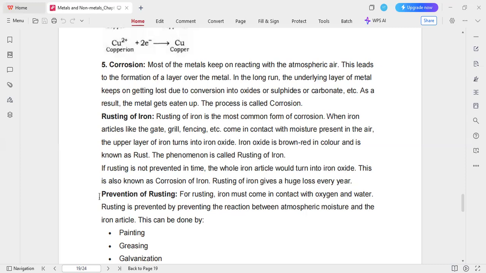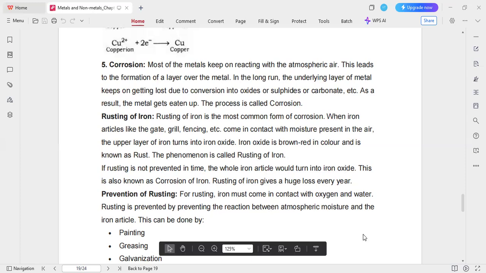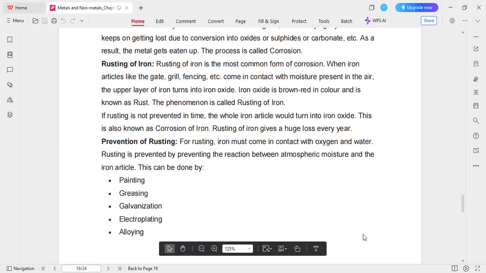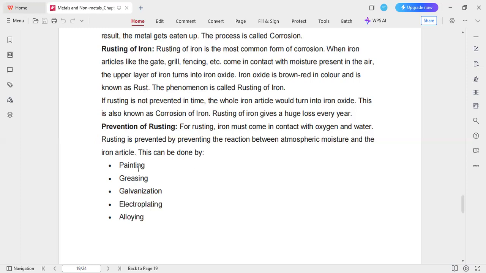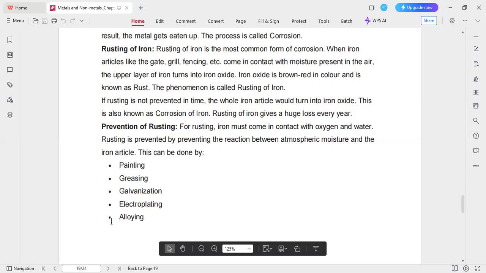Now, next topic, prevention of rusting. For rusting, iron must come in contact with oxygen and water. So rusting is prevented by preventing the reaction between the atmospheric moisture and the iron article. This can be done by painting, greasing, galvanization. Galvanization is the process of coating a layer of zinc on an iron article. Electroplating is also one of the methods. Alloying means mixing iron with other metals.